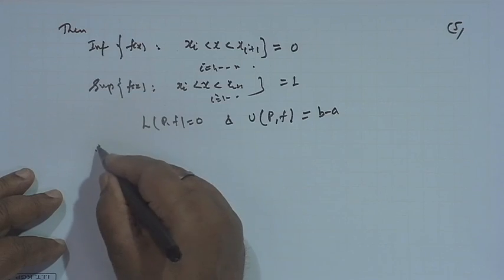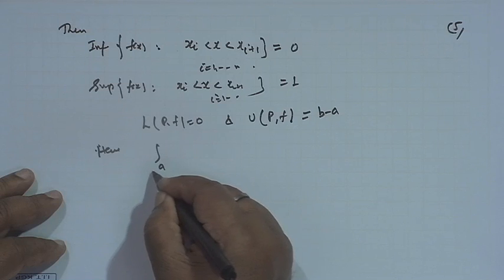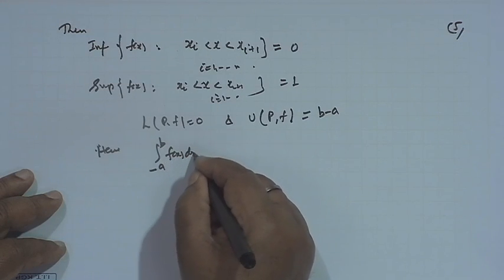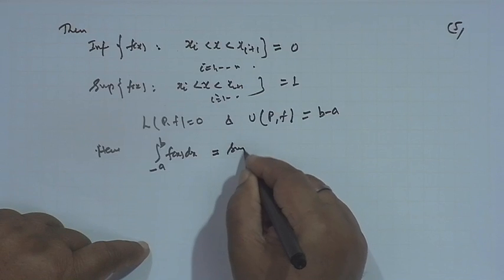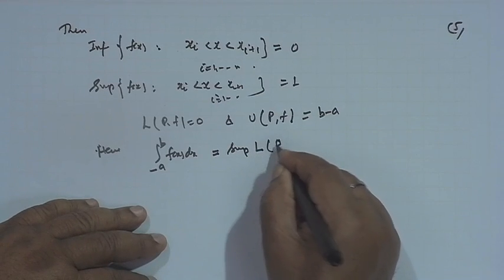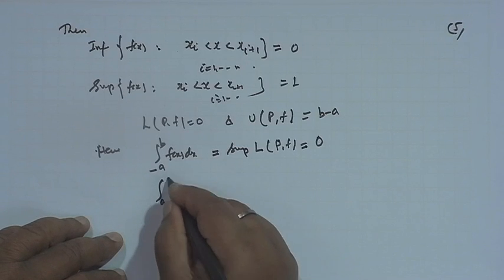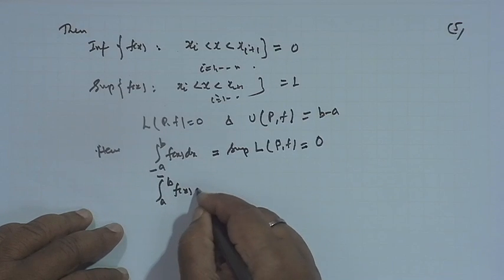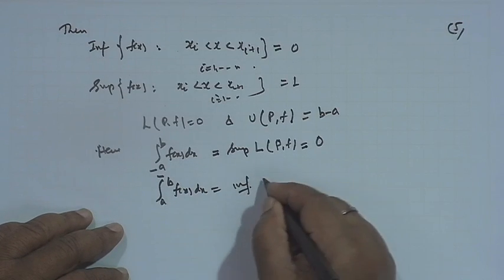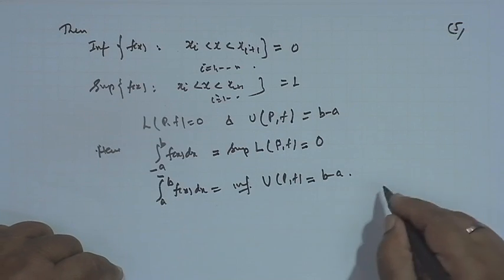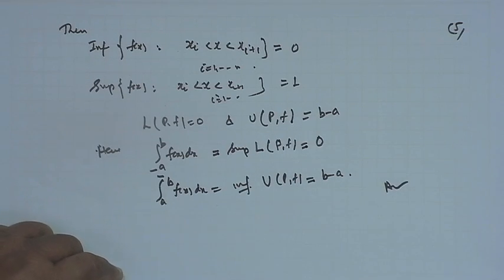Now, hence, the lower Riemann integral of f x dx over a b will be equal to the supremum value of the lower sums over all partitions, that is 0, and the upper Riemann integral of this function is the infimum value of the upper sums over the partitions, and that is b minus a. So, this is the answer for it. Okay. Clear?